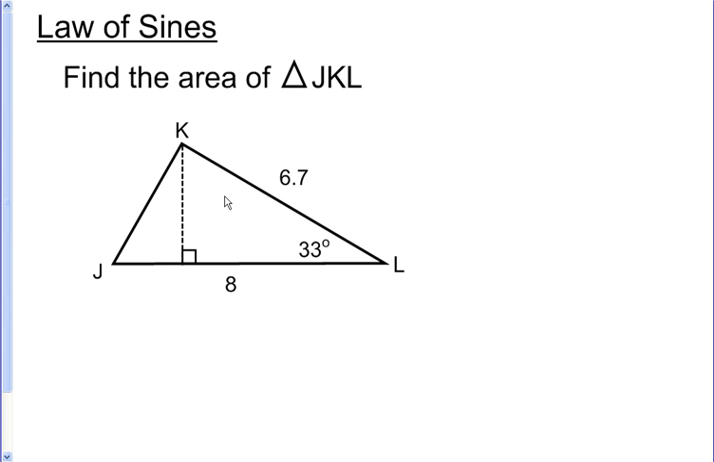Alright, today we're going to talk about the law of sines, and to start that, we're just going to look at this example. We're going to look at this triangle. We're finding the area of this triangle. So what you're given is the base, which is 8. You're given this side, which is 6.7, and you're given this angle, which is 33 degrees.